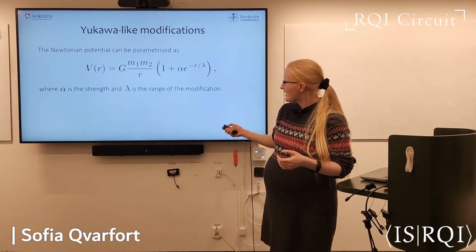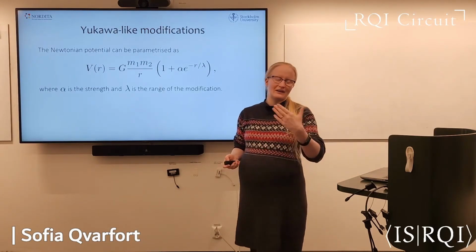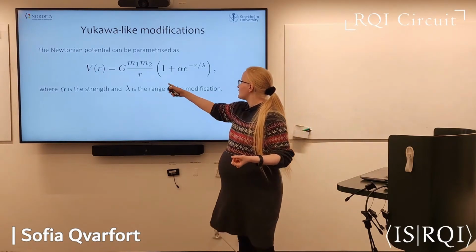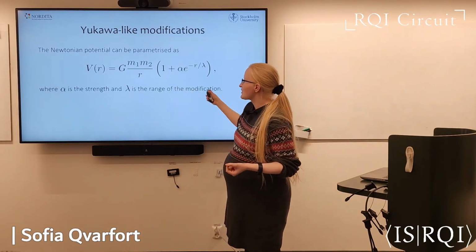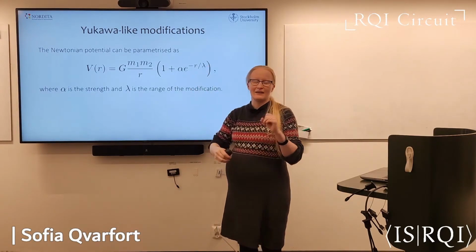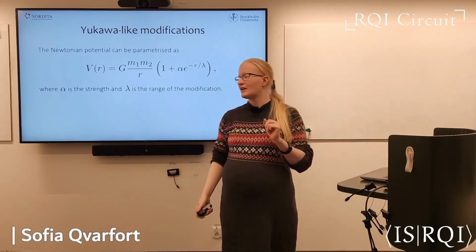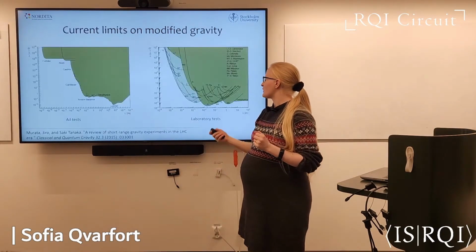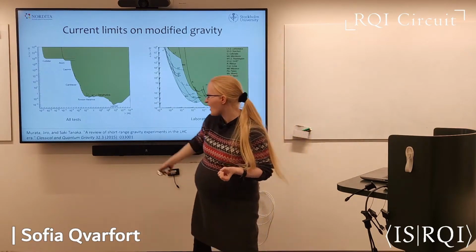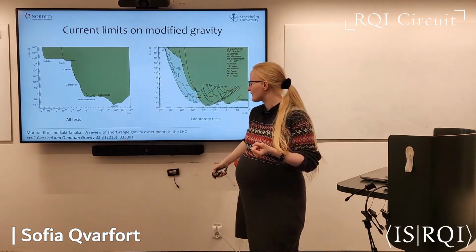I'm going to very quickly just show you also, we can then ask questions about what about modified gravity. In that case, we have a Yukawa-like change to the Newtonian potential. We have this alpha and lambda, and they are very small parameters that change the shape of your Newtonian potential. These are the current bounds of alpha and lambda. As you can see, it's very hard to constrain here where you have very small things.